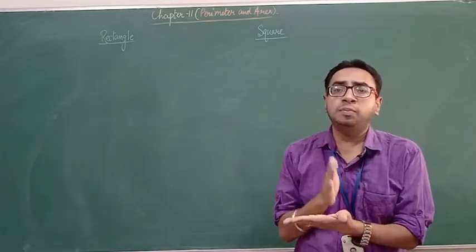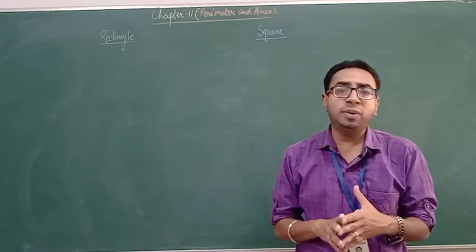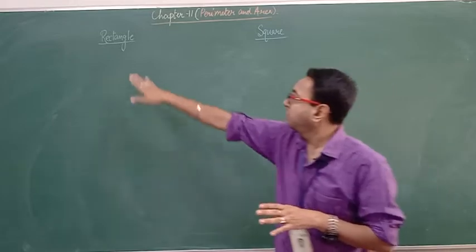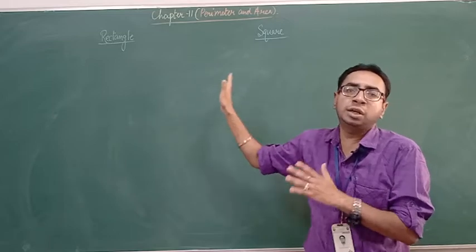Yesterday we discussed perimeter and area related terminologies. What is the meaning of perimeter? What is the meaning of area? How do we calculate perimeter and area? And we discussed two important figures in this chapter, rectangle and square. Today we will find the formulae related to them.